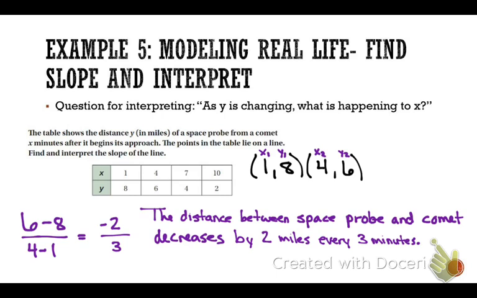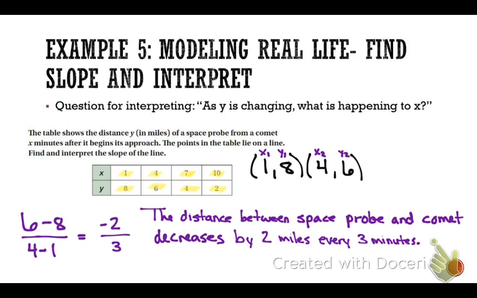And can you see that pattern in the table? 8, 6, 4, 2. Can you see how y is decreasing by 2? And can you see how x is increasing by 3? So basically what you're doing is telling me what the pattern is, and you're showing it in the slope. That's what slope is. That's your rate of change.